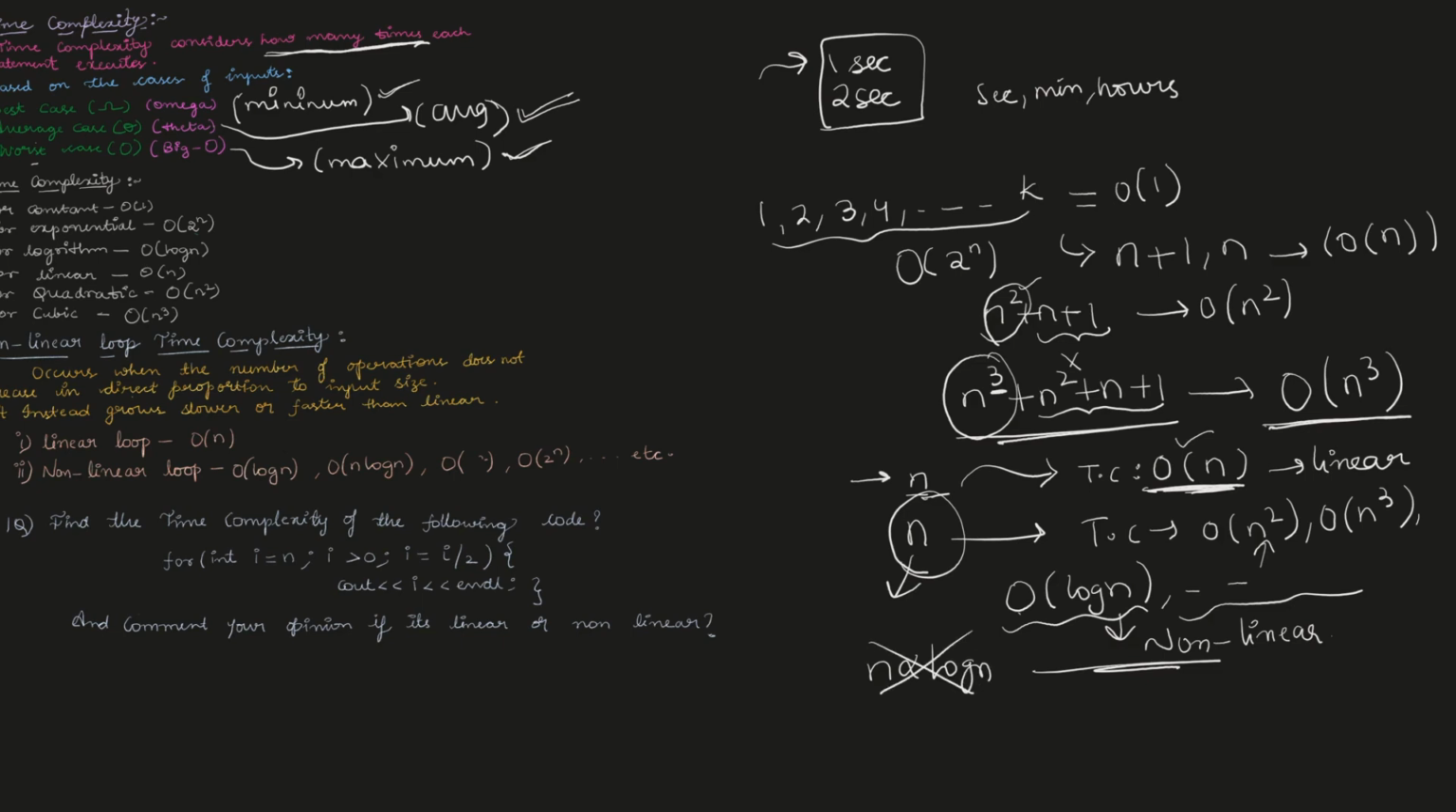So that's the reason non-linear is nothing but something other than order of n for size n.